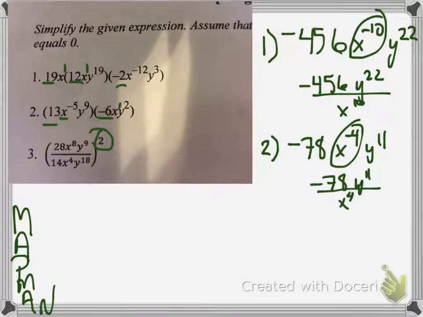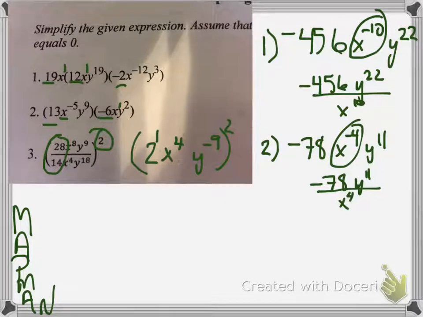You know what? On this one, what I might do is go ahead and try to do all this stuff on the inside. When you divide, you subtract, or when you have coefficients, you divide. So 28 divided by 14 is 2. 8 minus 4 is x to the 4th. 9 minus 18 is y to the negative 9. And all of that is squared.